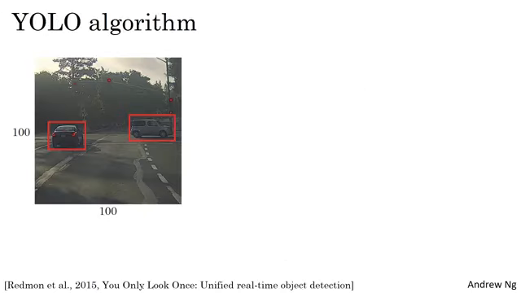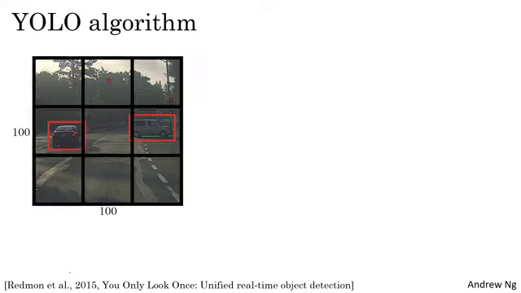A good way to get more accurate bounding boxes is with the YOLO algorithm. YOLO stands for You Only Look Once, and is an algorithm due to Joseph Redmon, Santosh Divvala, Ross Girshick, and Ali Farhadi. Here's what you do. Let's say you have an input image that's 100 by 100. You're going to place down a grid on this image, and for the purposes of illustration, I'm going to use a 3 by 3 grid, although in an actual implementation, you use a finer one, like maybe a 19 by 19 grid.